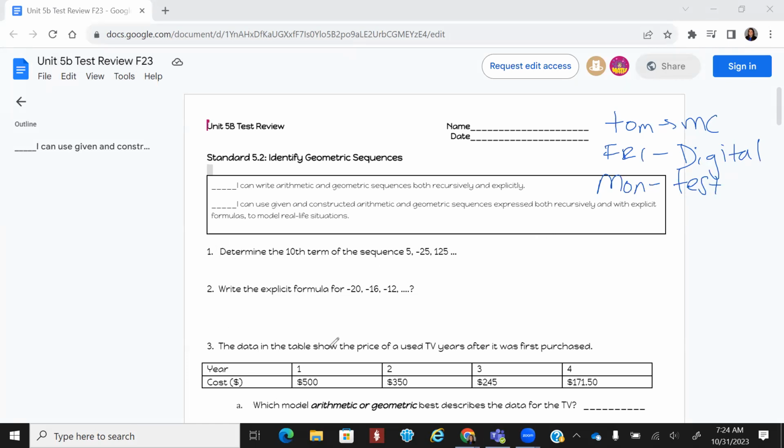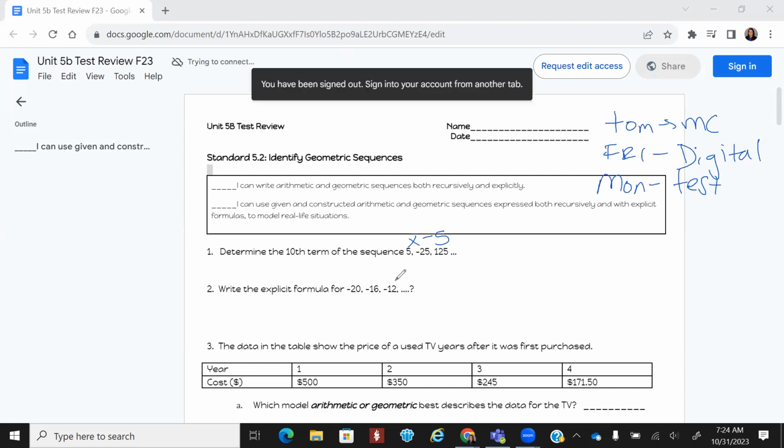Okay, we're going to do 1 through 3. It says determine the 10th term of the sequence. Is this geometric or arithmetic, and how do we know? What is it going up by? It's going times -5. Multiplying times -5. So it's not arithmetic. We've got geometric. Now, in order to determine the 10th term, we're going to use the explicit formula, which is this.